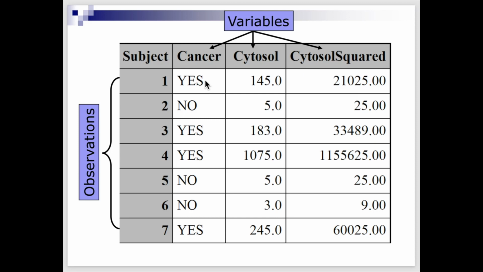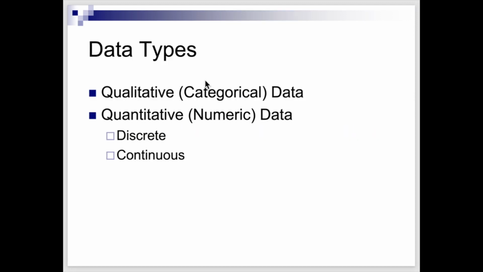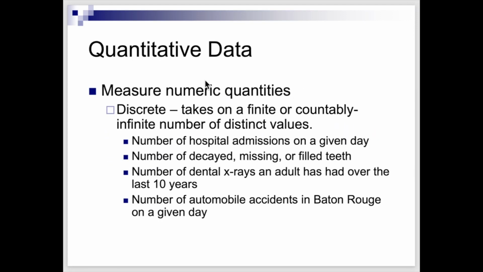So 1 might be no, 2 might be yes, or vice versa. And so in order for data to be quantitative in nature, it needs to be inherently numeric. Now, we can again divide quantitative data into two types. The first would be discrete. So discrete quantitative data is data that takes on a finite or countably infinite number of distinct values.